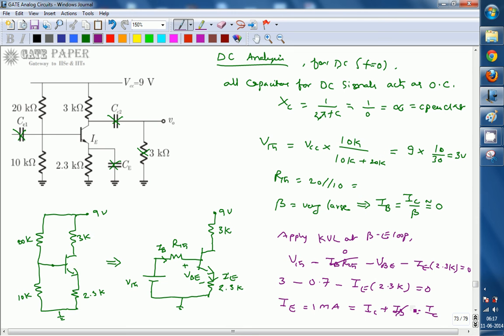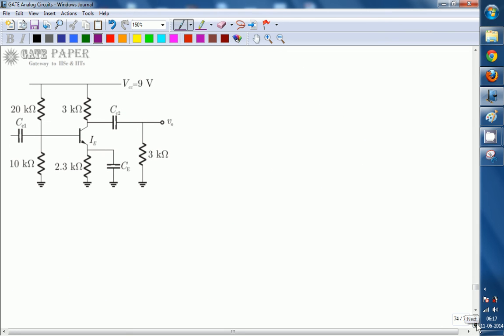Now the first part is done: you have calculated the IE value, which is 1 milliampere. The second part is to calculate the midband voltage gain, which we are going to calculate using AC analysis. For AC analysis, the capacitors CC1, CC2, CC3, CE, all capacitors are very large. That implies all capacitors act as short circuits, because the capacitance value is very large.